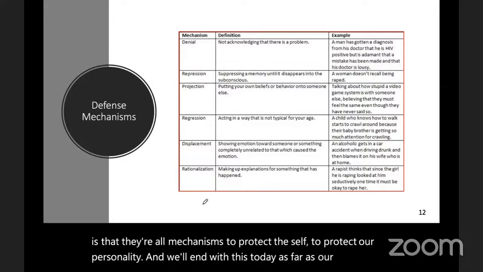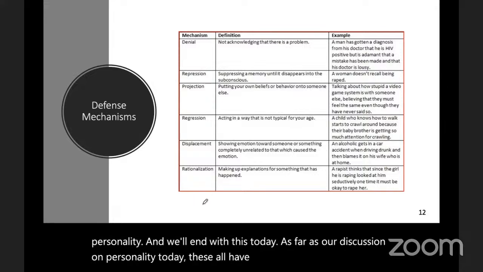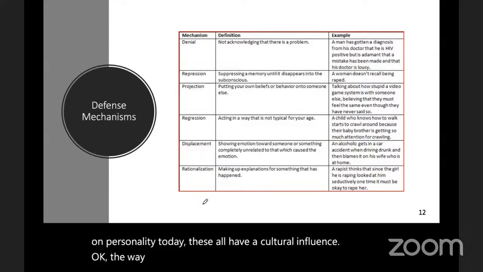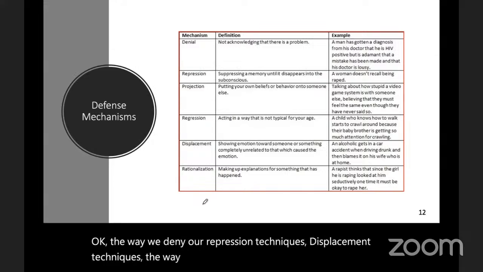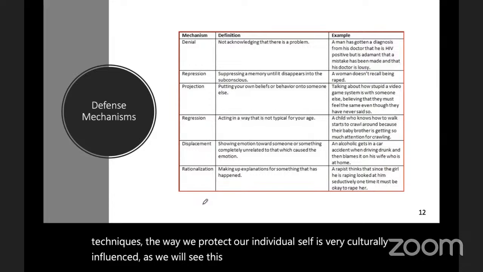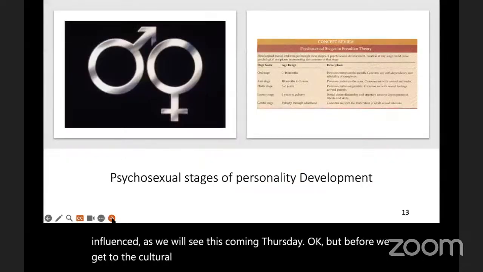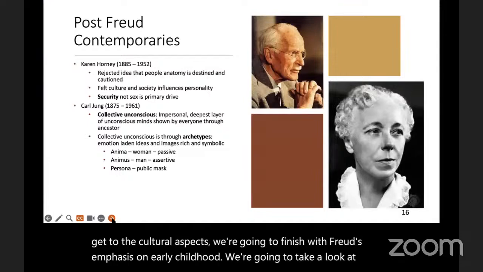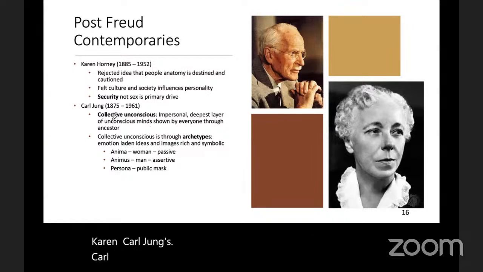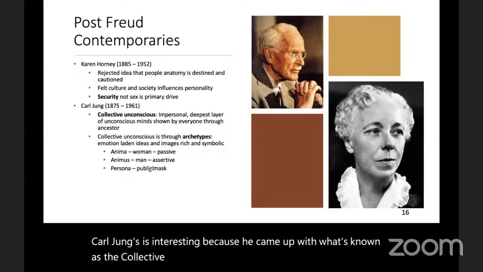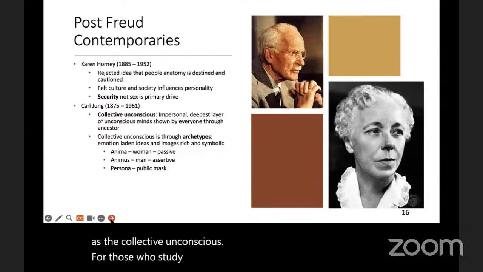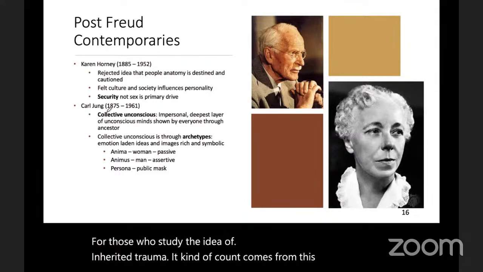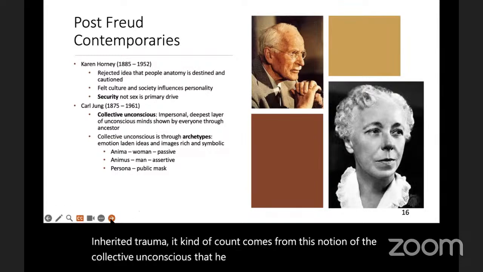We'll end with this today as far as our discussion on personality: these all have a cultural influence. The way we deny, our repression techniques, displacement techniques, the way we protect our individual self is very culturally influenced, as we will see this coming Thursday. But before we get to the cultural aspects, we're going to finish with Freud's emphasis on early childhood. We're going to take a look at Karen Horney and Carl Jung. Jung is interesting because he came up with what's known as the collective unconscious. For those who study the idea of inherited trauma, it comes from this notion of the collective unconscious that he talked about, which we'll get to.